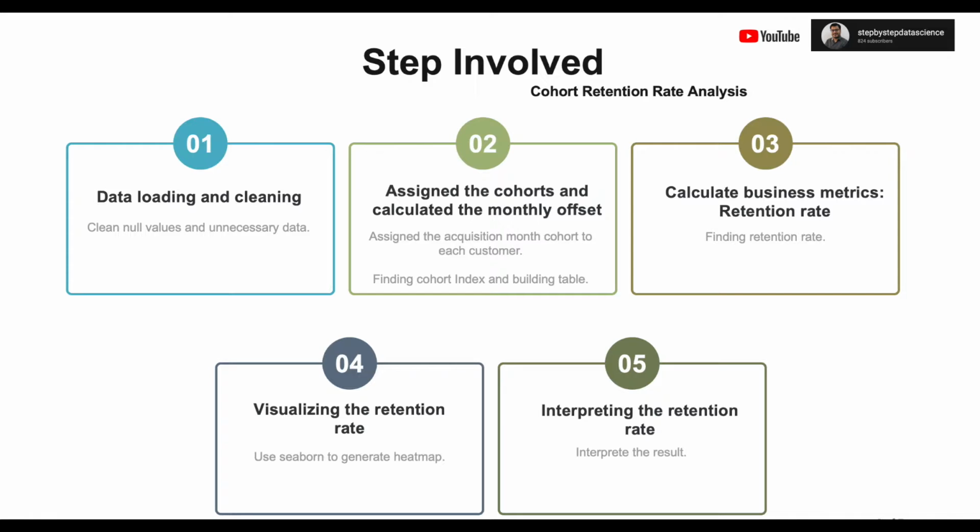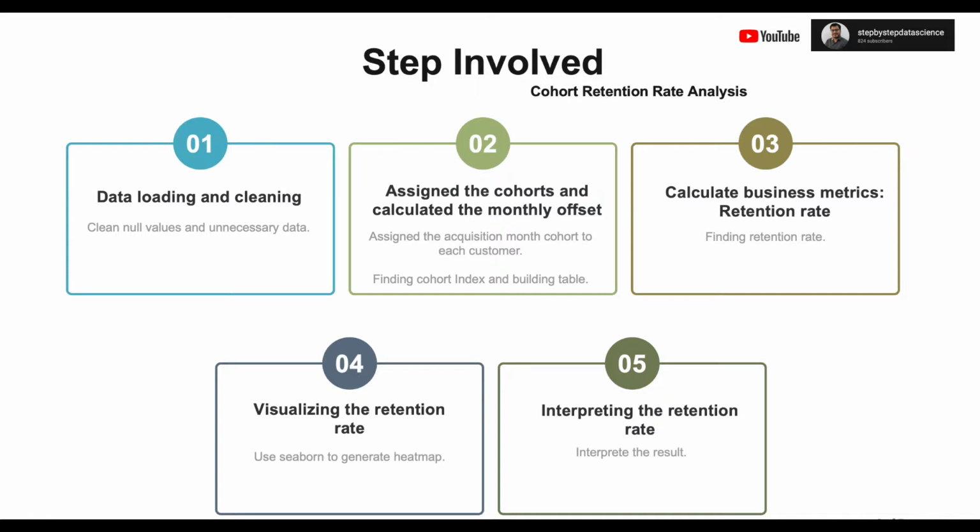So we'll use pandas pivot with cohort month in the rows and cohort index in the columns, and customer ID count as the value. This gives the table for calculating any kind of business metrics. But our target here is calculating the retention rate, so we'll be using this.